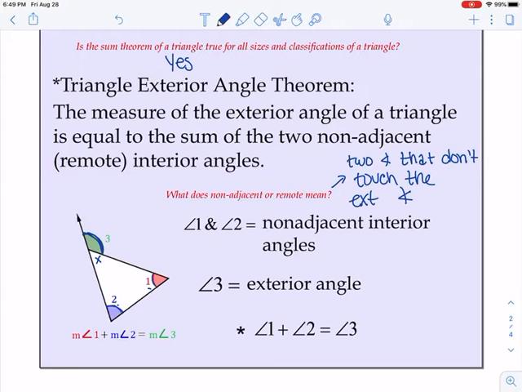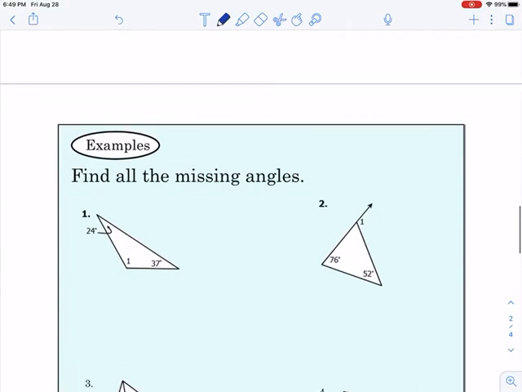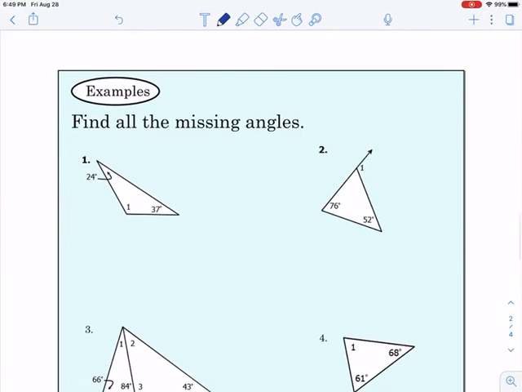Therefore, if you took the measure of angle 1 and added it to the measure of angle 2, it would give you that exterior angle number 3. So now we're going to put that into use for our examples here. Okay, so we want to find all the missing angles.